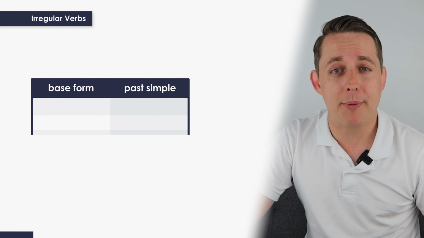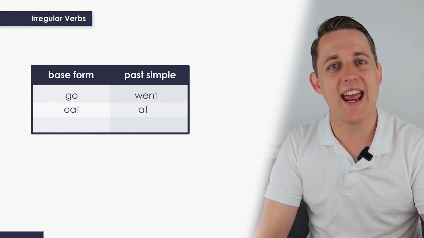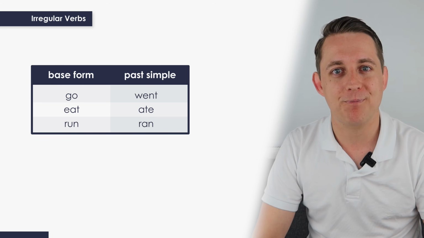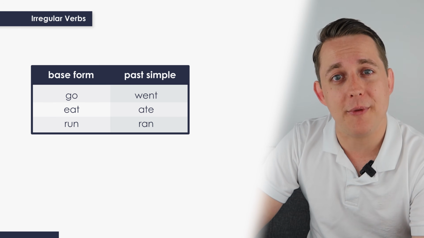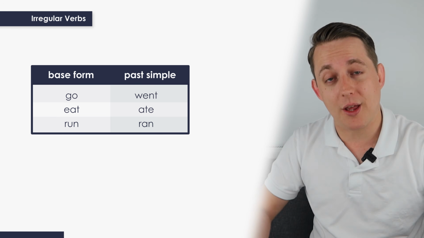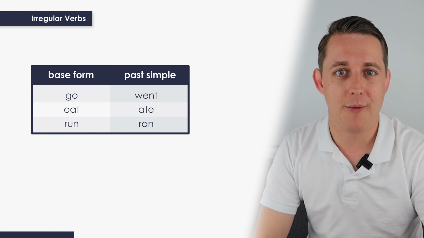It would be nice if every verb had an ed ending, but unfortunately, English has a lot of irregular verbs, verbs that don't follow the rules, verbs that we have to learn one by one. You probably already know a few of them, like go, went, eat, ate, run, ran. In fact, irregular verbs are more common than regular verbs. We use them more often. So it's really important that we know them.